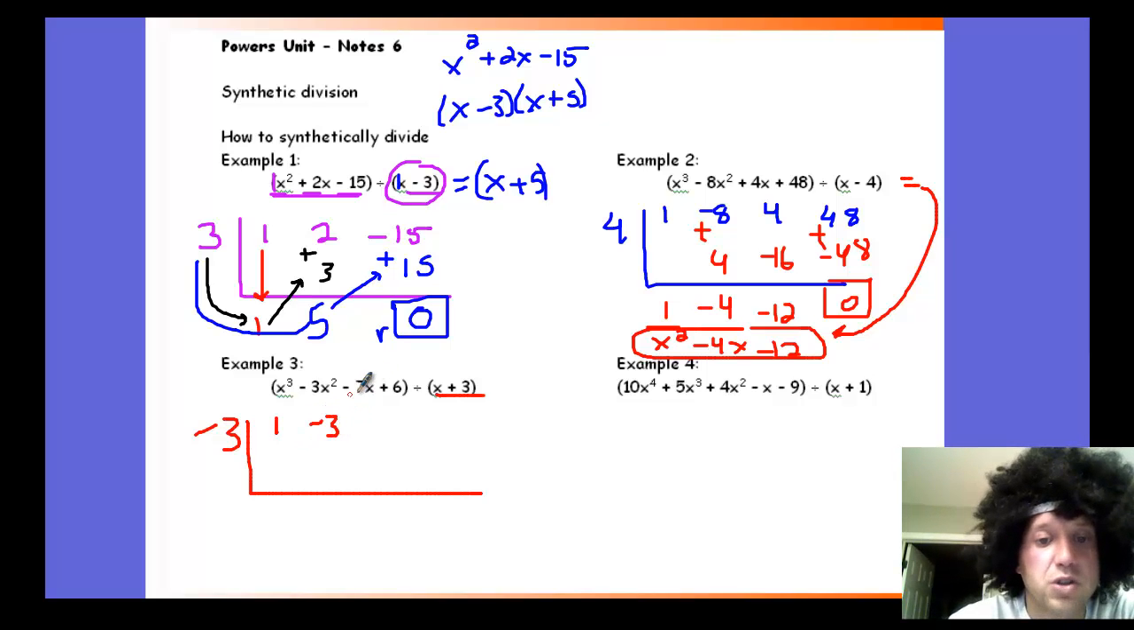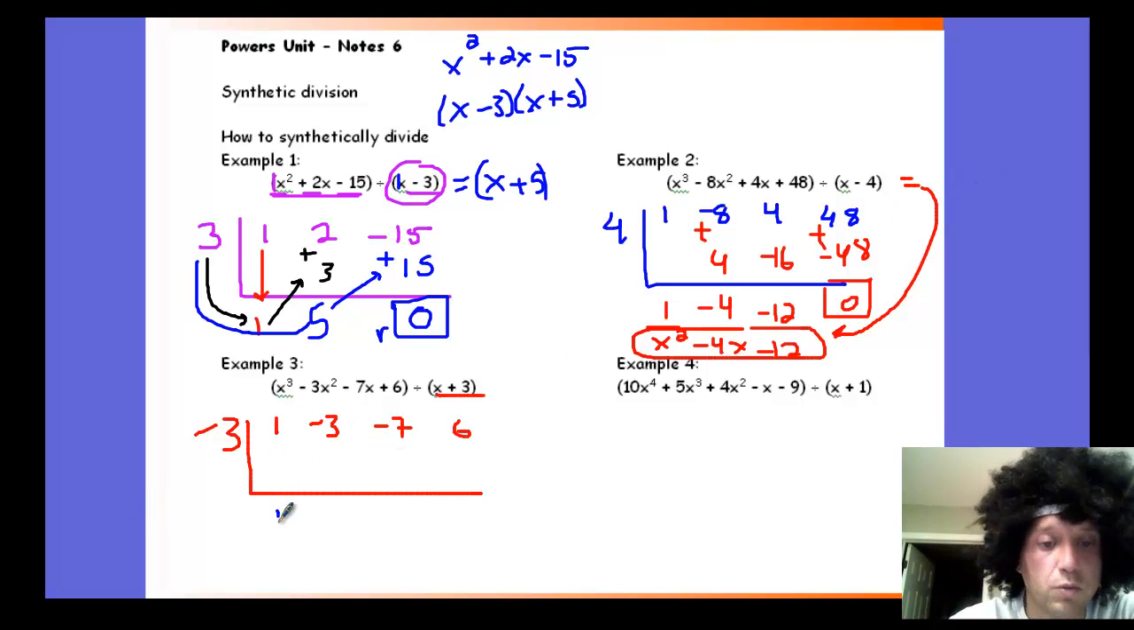If we don't have a term, let's say there's no x term, I would still need to put a 0 for the term. You kind of have to hold that place value, hold that term value. All these examples have all the terms from the biggest degree to the constant, but if you're missing a term, you need to include a 0.